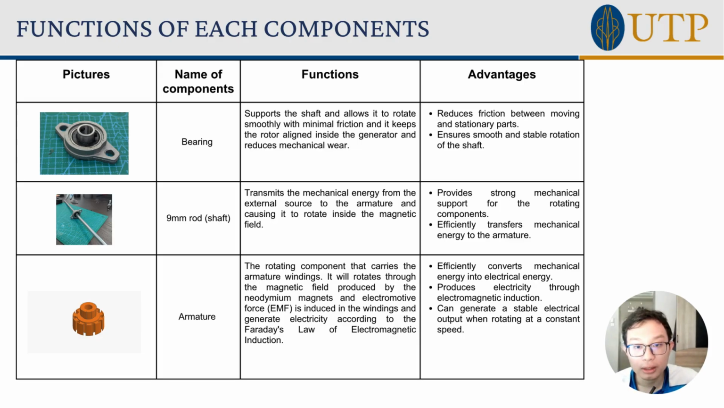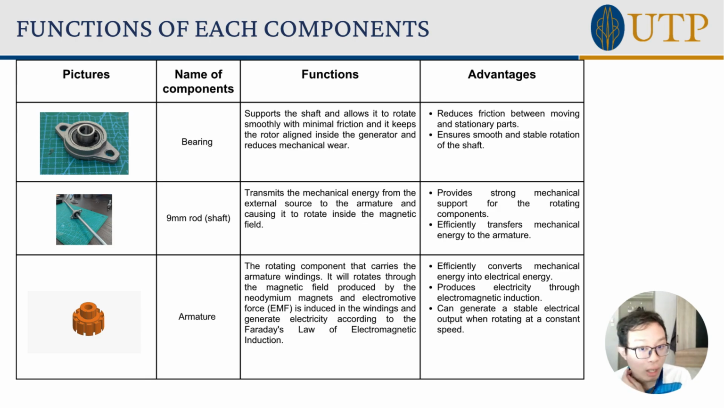Okay, moving on to the second part, which is the shaft. The shaft's function is to transfer mechanical energy from the external source, such as the footstep mechanism, to the armature, causing it to rotate. It also supports all of the rotating components and keeps them aligned during operation. The advantages of the shaft are its high mechanical strength, efficient power transmission, and ability to provide stable and reliable rotation.